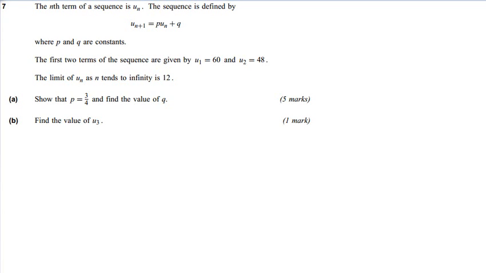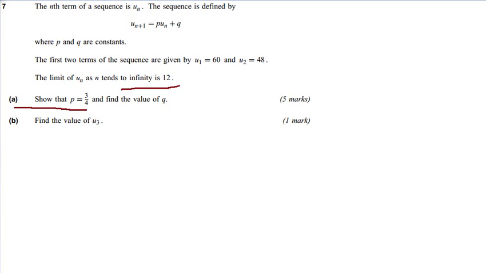Welcome to a very short question 7, which is about sequences. So let's get started. We get told about P and Q in the first couple of terms, and then we get told about the limit. The limit is 12 as n goes to infinity, and we get told to show that P is 3/4 and find out what Q is.